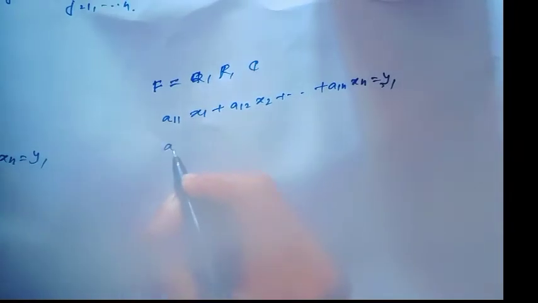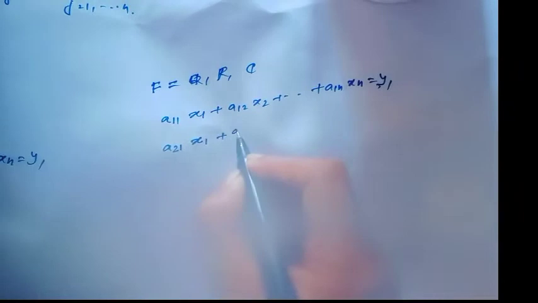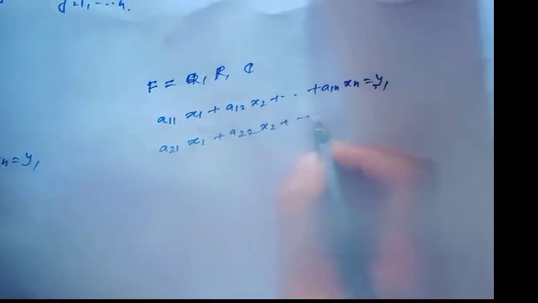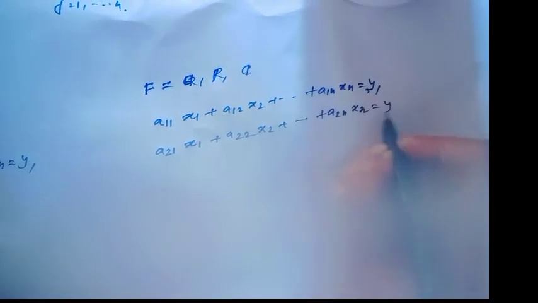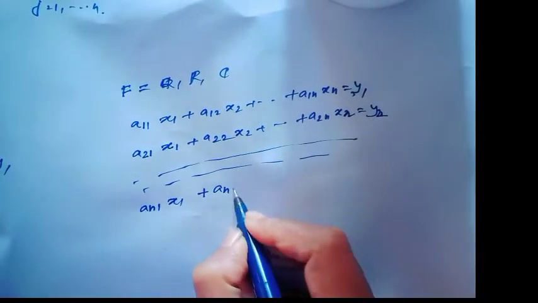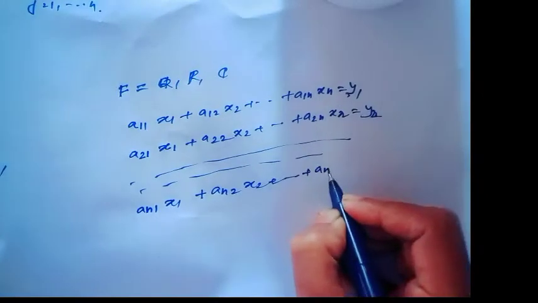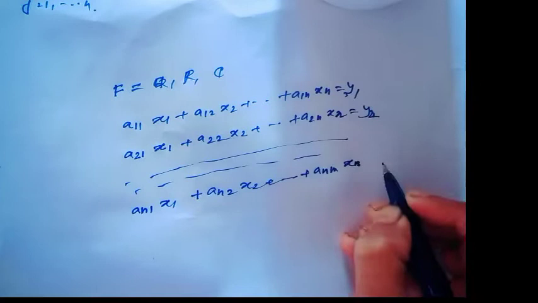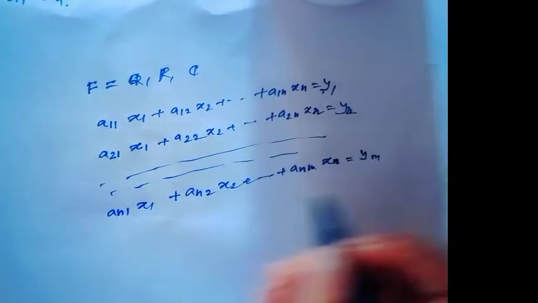Consider any general field, F equal to Q, R, C or any field, and consider a system of linear equations: a11 x1 plus a12 x2 up to a1n xn equal to y1, and a21 x1 plus a22 x2 plus up to a2n xn equal to y2, and this continues until am1 x1 plus am2 x2 up to amn xn equal to ym. Here there are m equations and n unknowns.